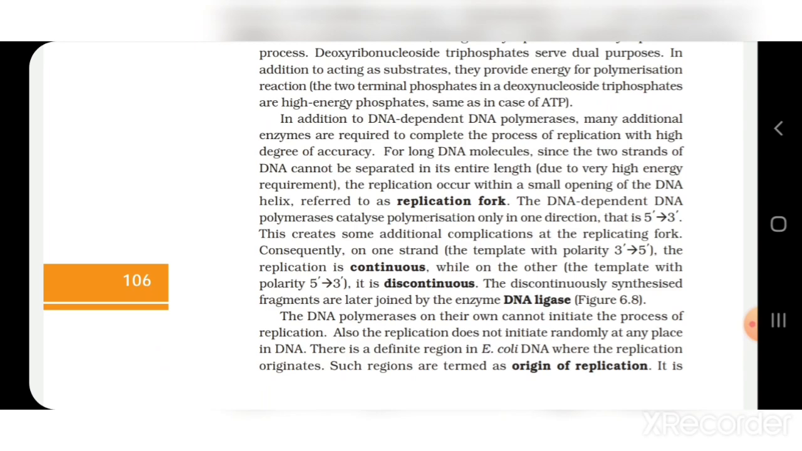Next is the formation of the RNA primer. An RNA primer is a short segment of RNA nucleotides formed at the DNA template before replication begins. The formation of the complementary DNA strand cannot begin without the formation of an RNA primer. Next is the synthesis of the new complementary strand. After the formation of the RNA primer, new nucleotides are added with the help of DNA dependent DNA polymerase, which acts in the 5' to 3' direction only. That means the template has to be always in the 3' to 5' direction.